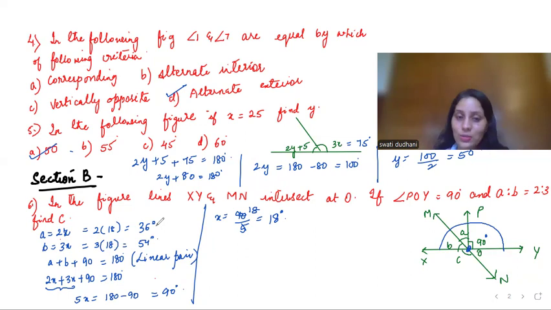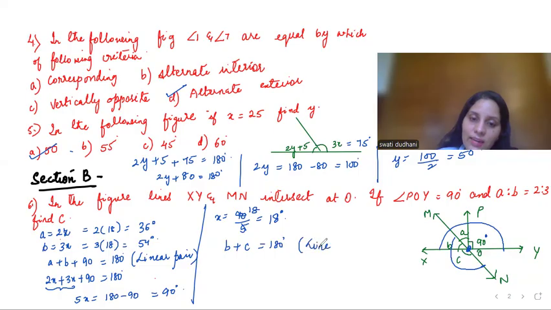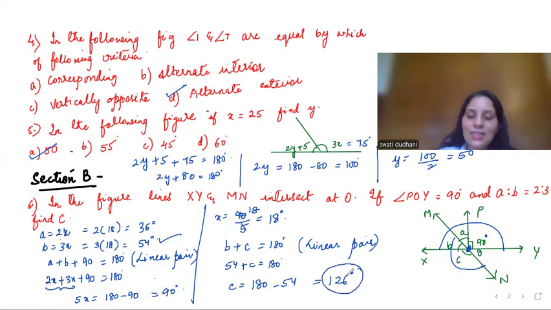We have A and B values and we need to find C. Now from the figure, B and C are forming a linear pair. Again, they are on the straight line MN and they are forming linear pairs. So you know linear pairs are always supplementary. So we can write B plus C is equal to 180 degrees. Again, linear pair. So from this, we had found the value of B, 54 plus C is equal to 180. So C is 180 minus 54, which is equal to 126 degrees.